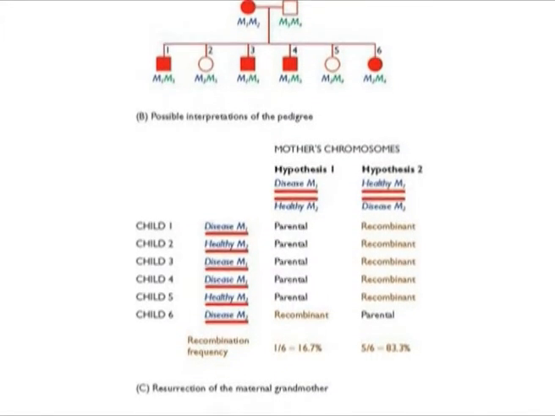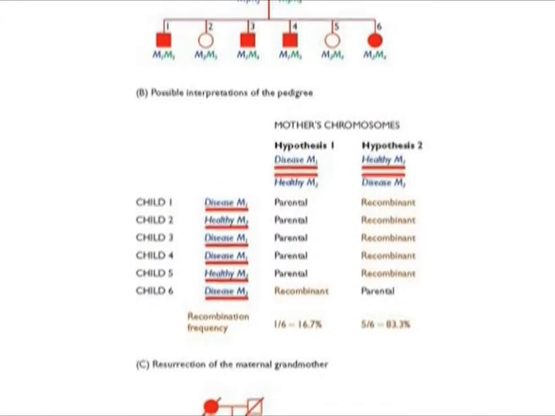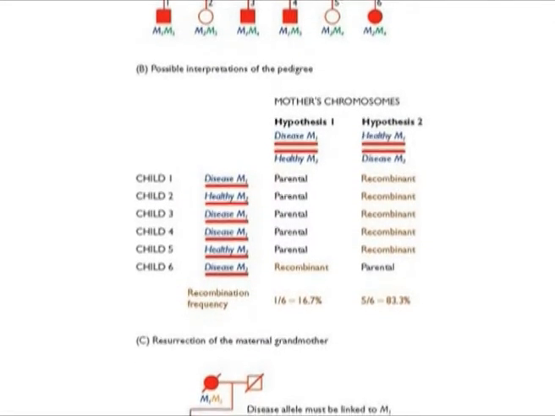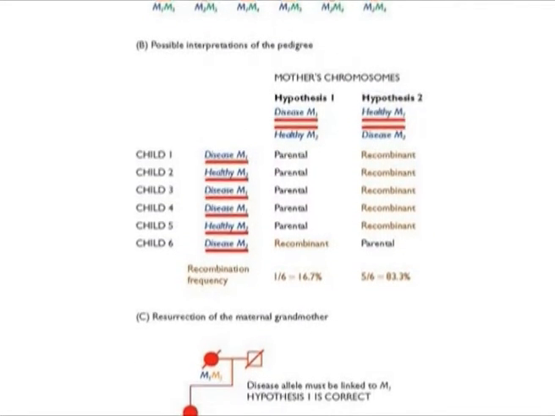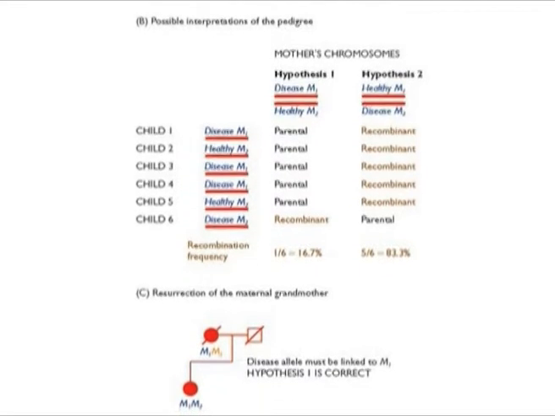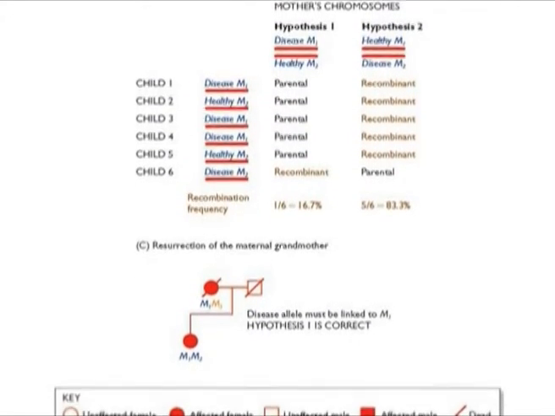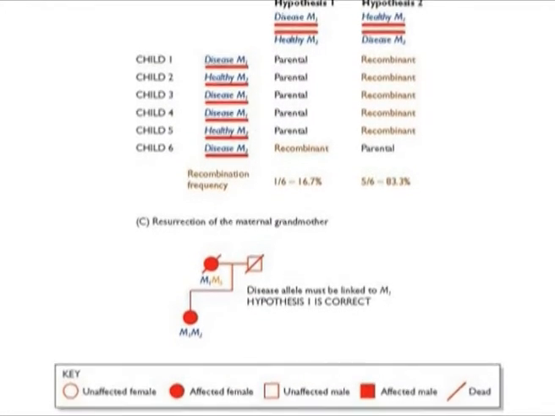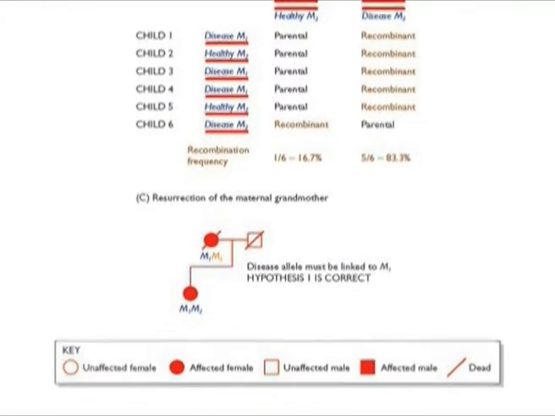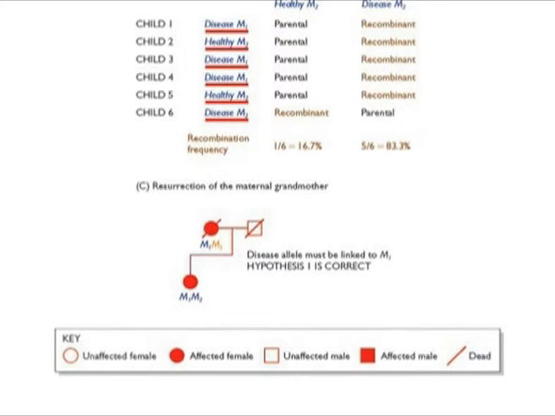The pedigree can be interpreted in 2 different ways. Hypothesis 1 gives a low recombination frequency, indicating that the disease gene is tightly linked to microsatellite M. Hypothesis 2 suggests that the gene and microsatellite are much less closely linked. The issue is resolved by the reappearance of the maternal grandmother, whose microsatellite genotype is consistent only with one hypothesis.